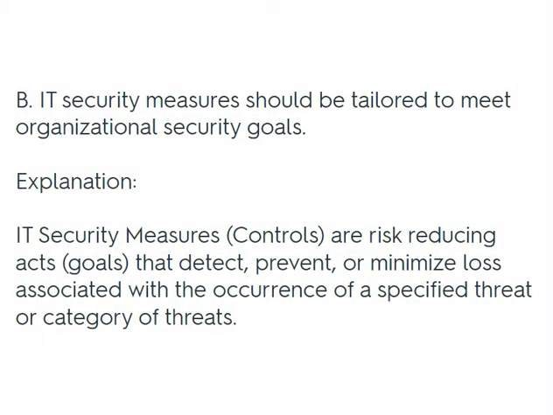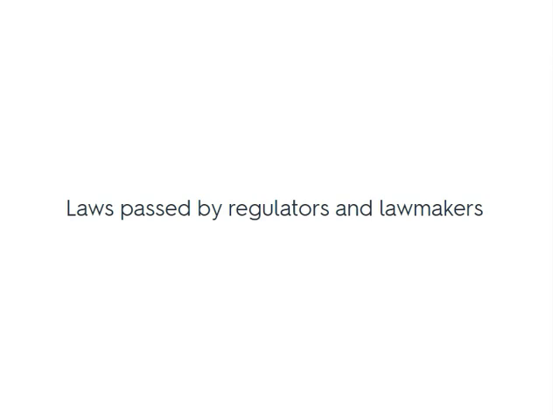B. IT security measures should be tailored to meet organizational security goals. Explanation. IT security measures are risk-reducing acts that detect, prevent, or minimize loss associated with the occurrence of a specified threat or category of threats. Laws passed by regulators and lawmakers. Regulations.